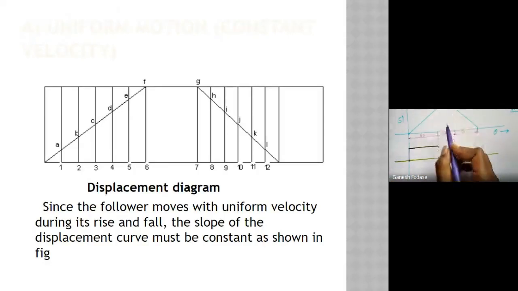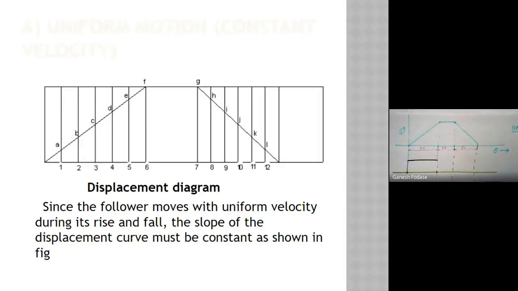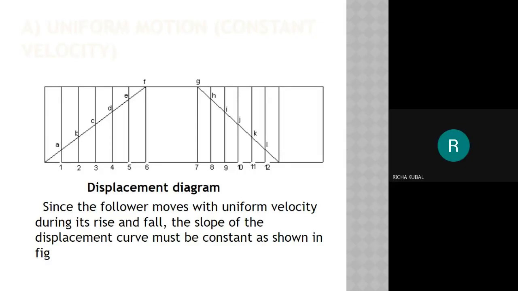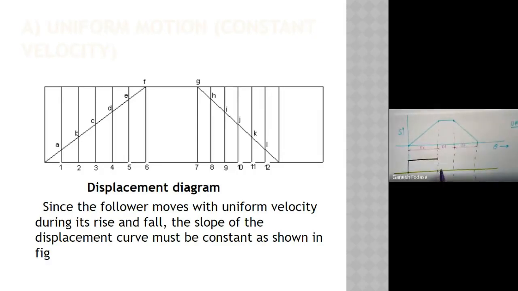At the end, during dwell, what happens? How much will be the velocity during dwell? During the dwell period, the follower is stationary. Means how much will be the velocity? 0. As the follower is stationary, its velocity will be 0. So now see, I have drawn that during rise it is having some constant velocity, during dwell it is 0. What about during the return period?